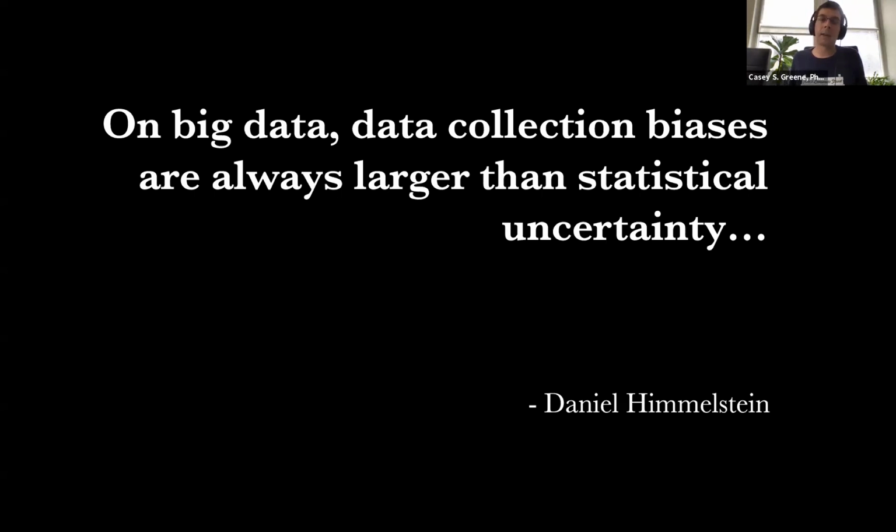And really what a lot of this comes down to is this quote. So I was reading a blog post around big data and p-values, and I got into the comments section and I saw this from someone I know named Daniel Himmelstein, who used to be a postdoc in my lab and is now working at a startup. He wrote, "On big data, data collection biases are always larger than statistical uncertainty." And this is completely true, and it's really what's driving most of these caveats that I'm telling you about.